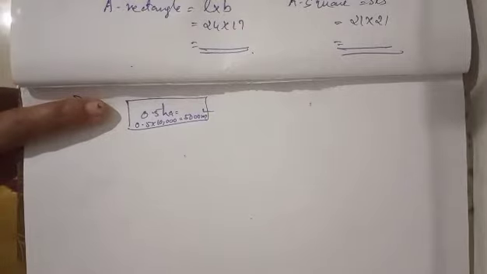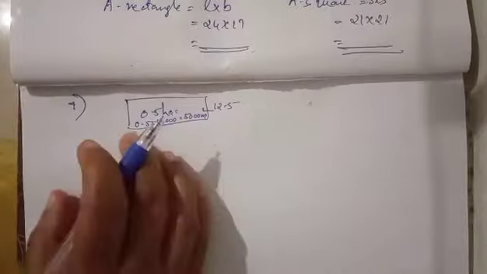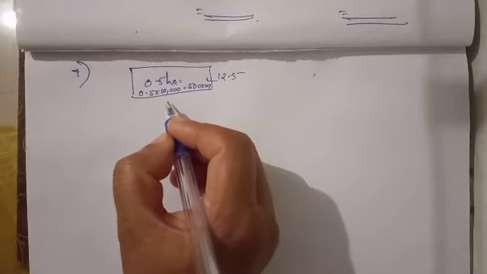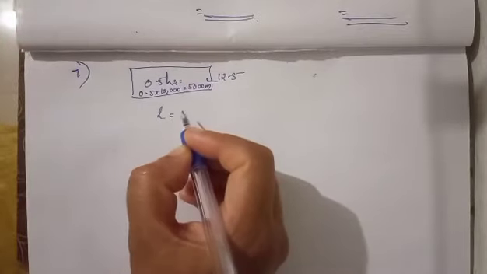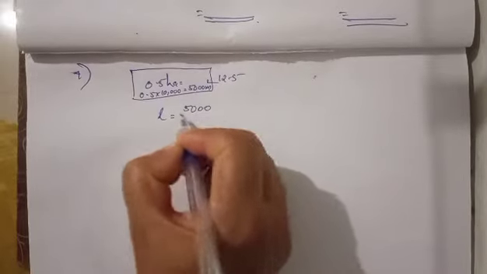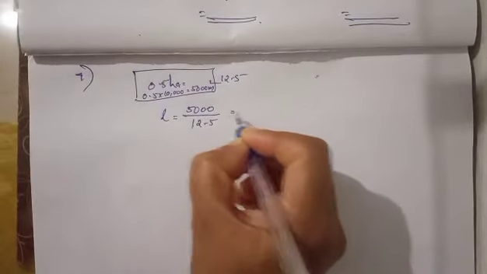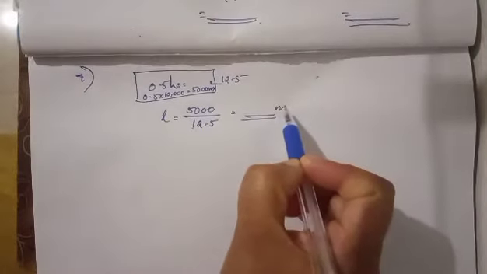Okay. Next, if one side is 12.5, find the other side in meters. One side is 12.5. We don't know whether it is length or breadth. If we have to find length, it means area divided by breadth. If we have to find breadth, it means area divided by length. So, only division is possible. 5,000 divided by 12.5. Divide it, and you will get it in meter square by meter. Answer will be in meter.